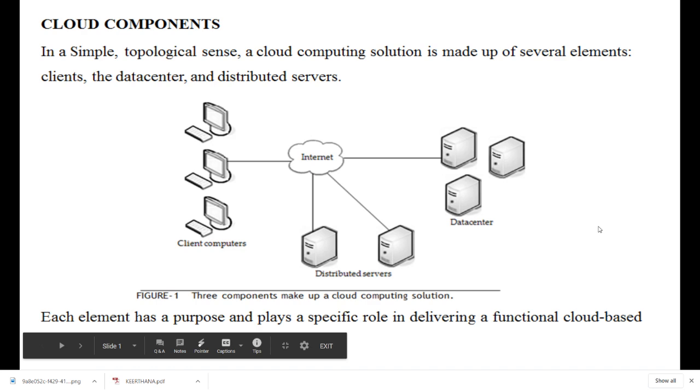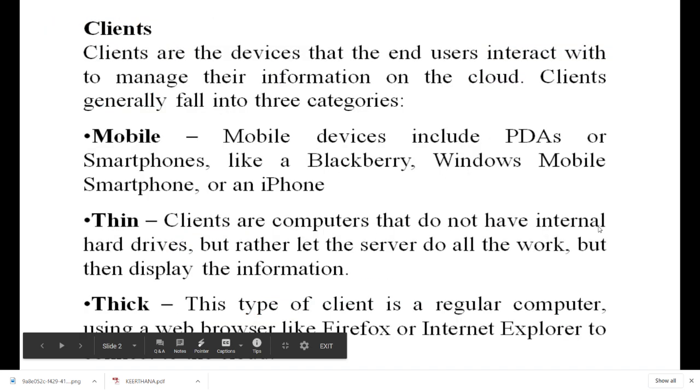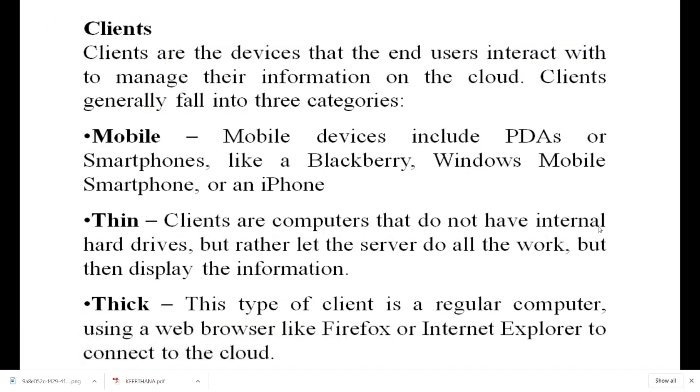The first one is client. The client is nothing but an end user, and the end user interacts with the cloud application using some device. These are the three categories of clients. The first device is a mobile. It may be a smartphone or iPhone. We can access the cloud-based application using mobile.